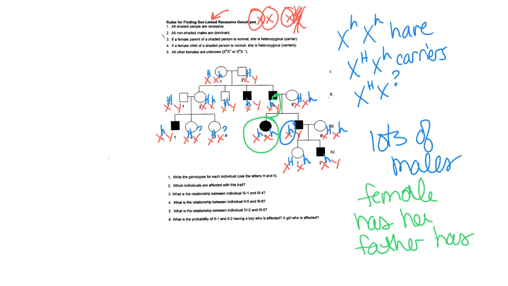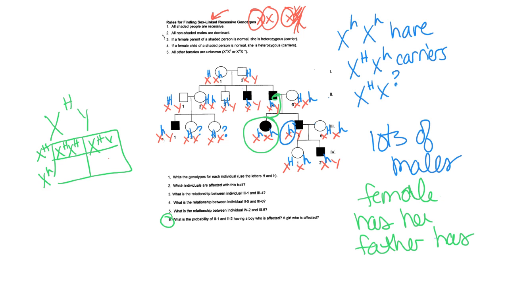Okay, so we're going to jump straight down to number 6. What is the probability of individual 2, 1, and 2, 2 having a boy who is affected? So 2, 1 is this unaffected male, and 2, 2 is this carrier female. So I am looking at the probability that they have a male or a boy who is affected.